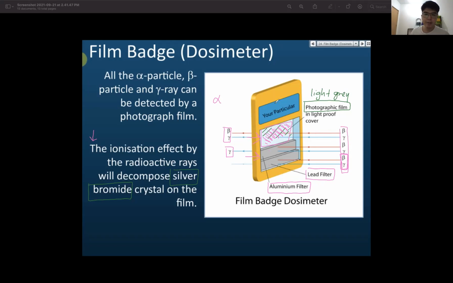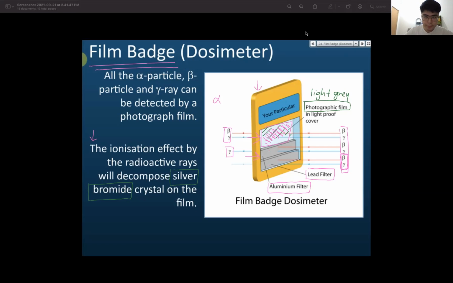At the end of the workday, the workers surrender this to the person in the lab, and then they will do the analysis: how many doses you were exposed to today. So that is the film badge. It's very, very tiny, very small. So we have looked at a total of four: the GM tube, the cloud chamber, the spark chamber, and the film badge. All these are in your SPM syllabus.